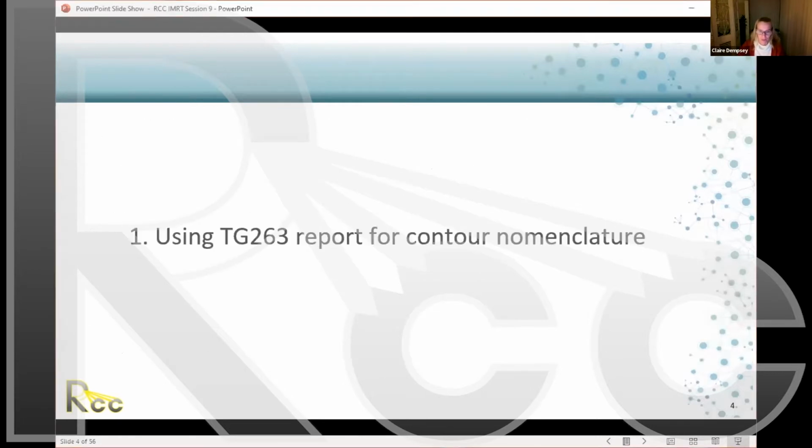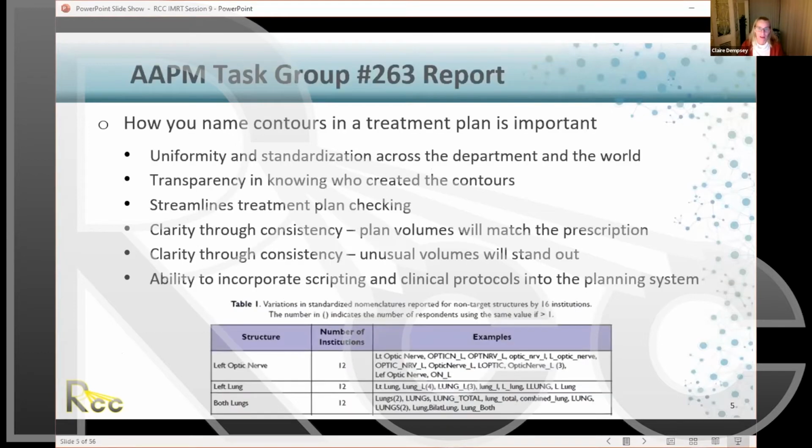Okay, so first of all, we'll look at TG263 for contour naming. How you name your contours and structures in a treatment plan is really important. The American Association of Physicists in Medicine had a task group that released this report, number 263. Really what they were saying was that uniformity and standardization across a department is really important, and then standardization between departments, globally around the world, is important for a number of different reasons.